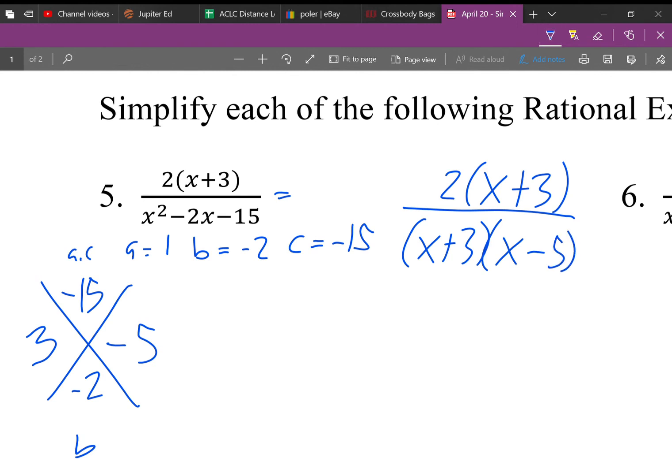And then I think it should be pretty obvious. The thing that cancels out is the x plus 3. And what that leaves me with for my answer is a 2 on the top and x minus 5 on the bottom. And again, we don't need that parenthesis anymore because there's nothing being multiplied by the x minus 5. All right, so that's how you're going to do problems 5, 6, 7, and 8.